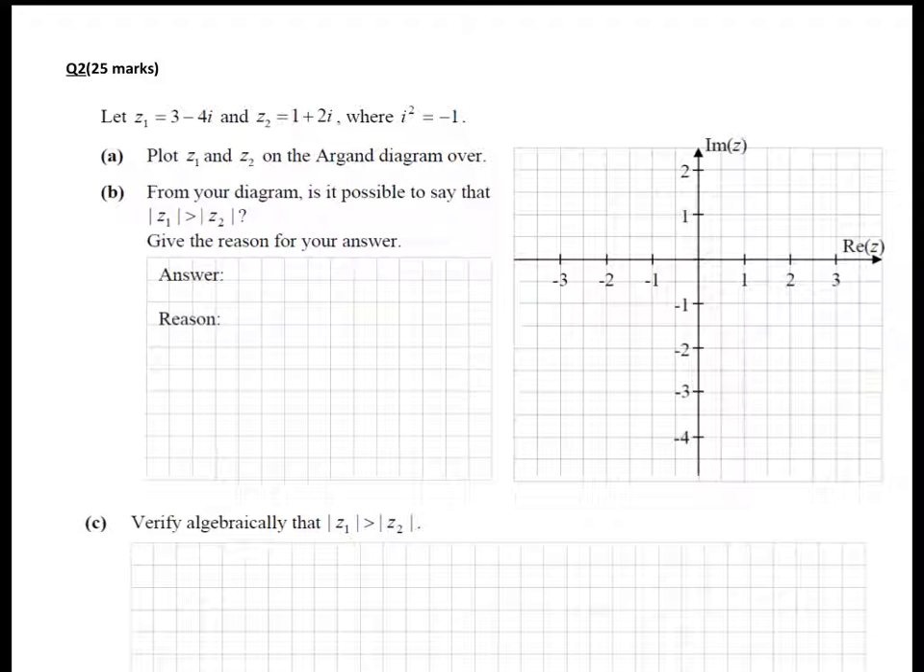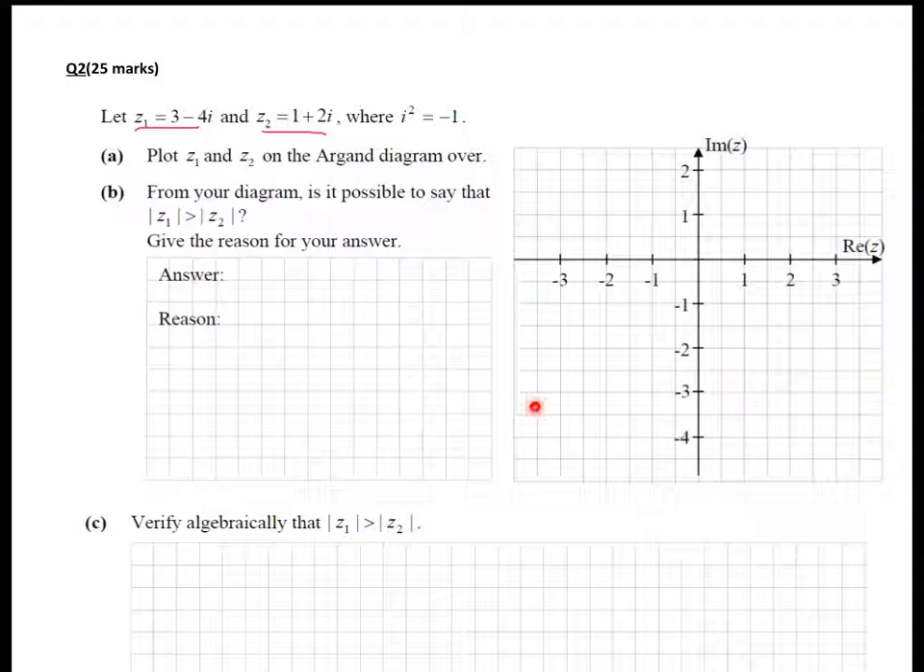Question 2 from the midterm. It's a complex numbers question, and we're given two different complex numbers: 3 minus 4i and 1 plus 2i. It asks us to plot them on the Argand diagram.